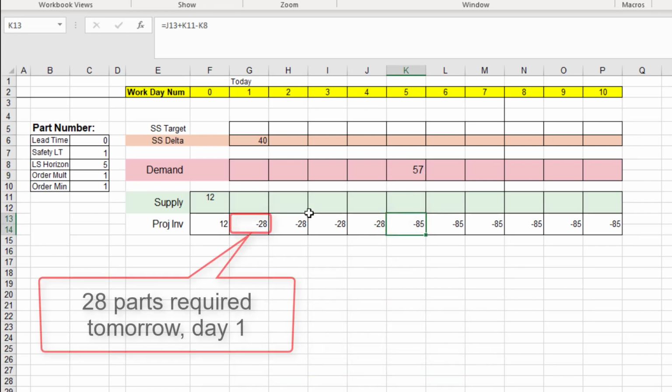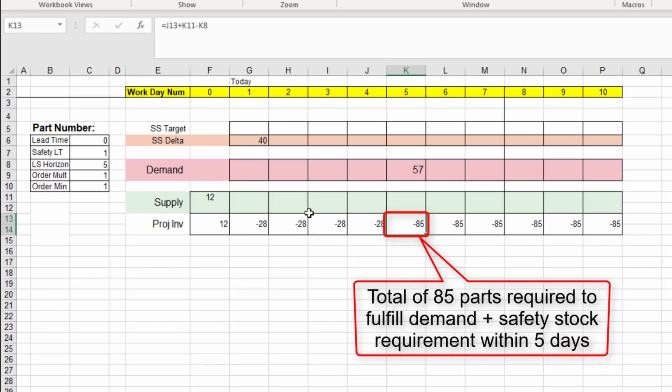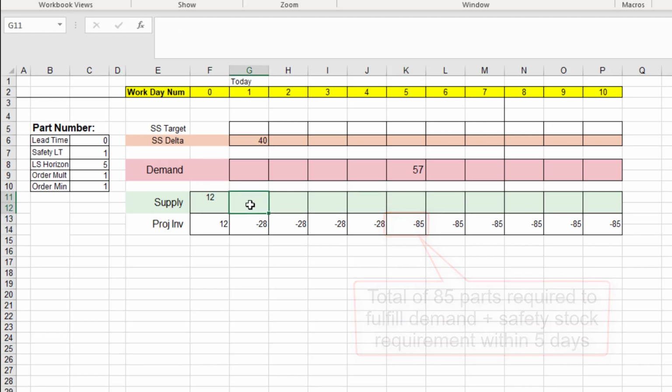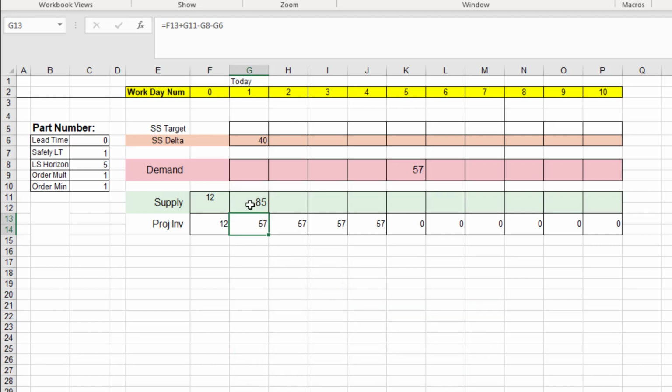So MRP will suggest that you need 28 parts on day 1 to satisfy the safety stock requirements, and a total of 80 parts supplied to inventory by day 5. Our planner has decided that we can carry the load for the full 85 parts on day 1, thus avoiding having to set up production again for this part. So here it is on an MRP table, with 85 added to the supply.